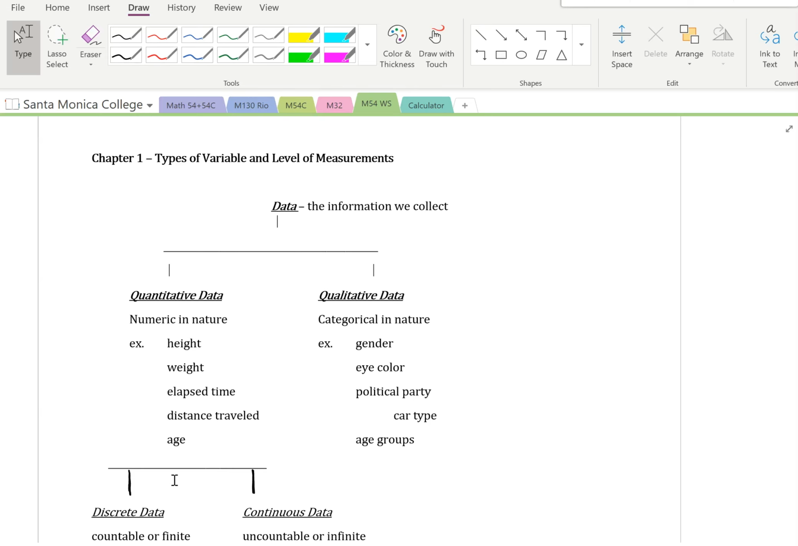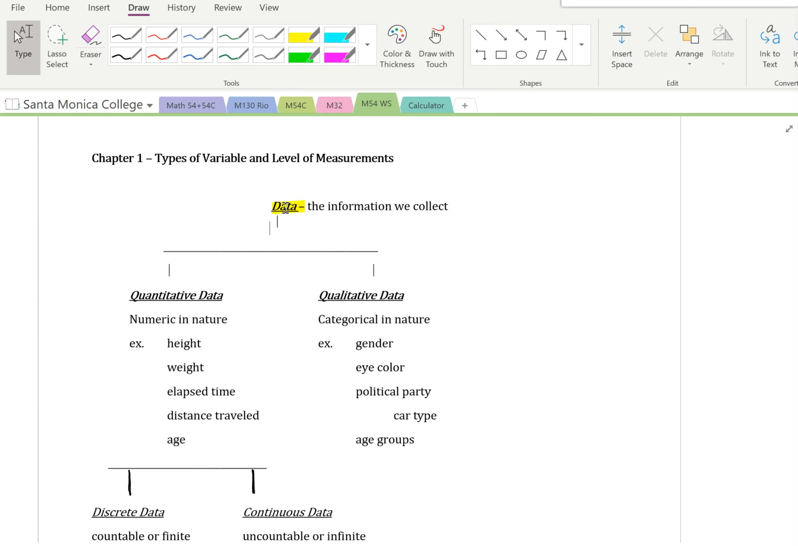Hello, in this lesson, I'm going to review types of variable and levels of measurement. Now, that was one of the most common mistakes in the first in-class handout. So let's do it. Data is information that we collected in our study. It could be from an experiment, it could be from an observational study. So, the characteristics, the things that we collected.